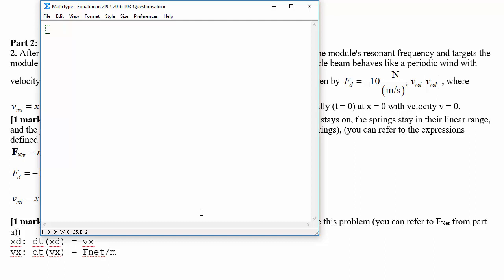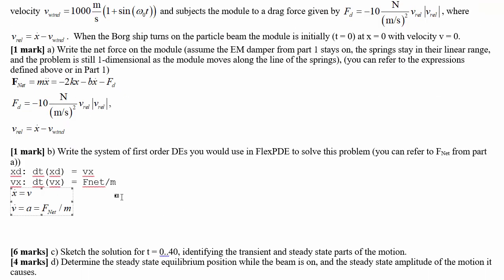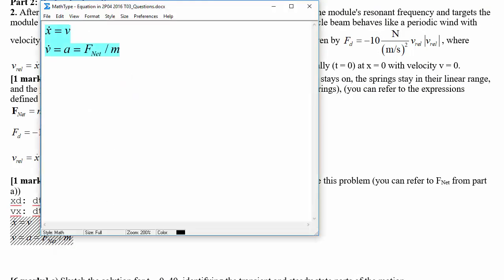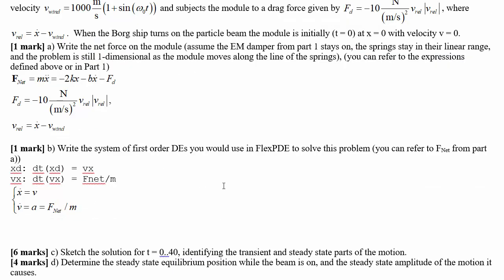If we did want to write it in the regular math notation after all, then we would say the time derivative of position is equal to the velocity, and the time derivative of velocity is equal to the acceleration, which is f net over the mass. Cool. So there's the system of differential equations. To show that it goes together, you can put it in a curly bracket like that. So there's the system of first order differential equations. Sketch the solution for t equals 0 to 40, identifying the transient and steady state parts of the motion.